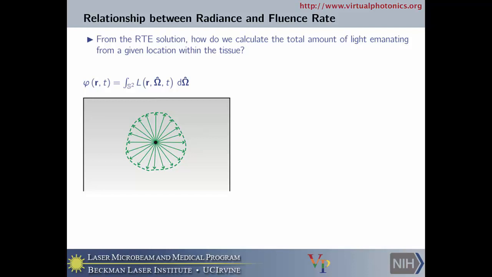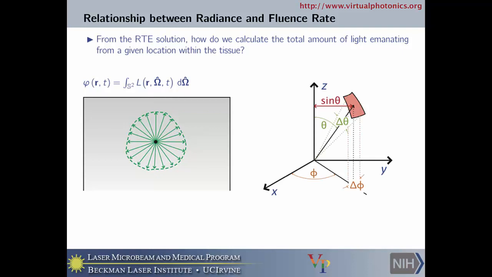So within the material, you want to integrate all of the stuff that's emanating from the point, and that's the fluence rate, phi. It is not a function of direction because you've now captured all of the direction. It's only a function of space and time. And it is basically an integral over the unit sphere of the radiance over all angle. Okay? So how do you do that integration?